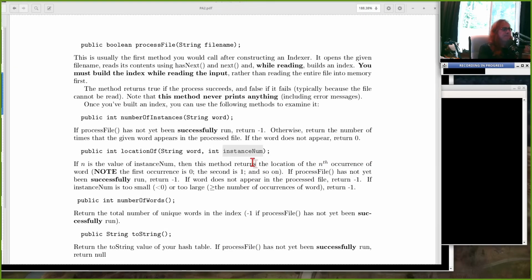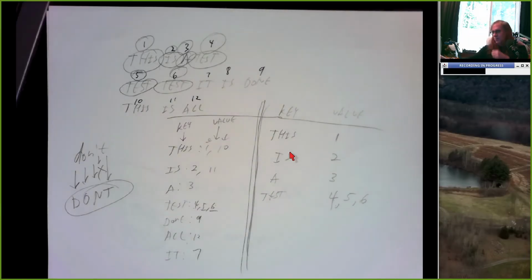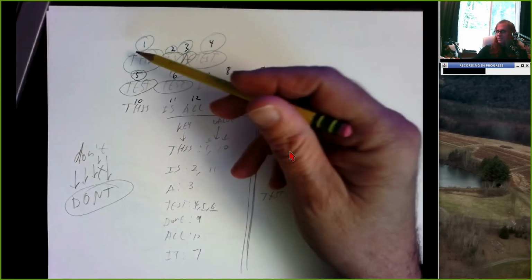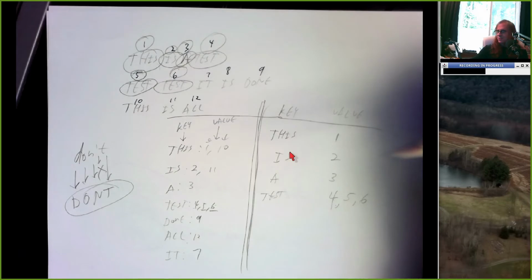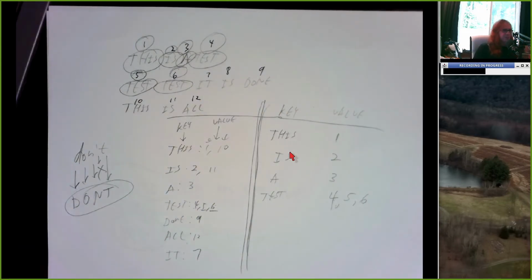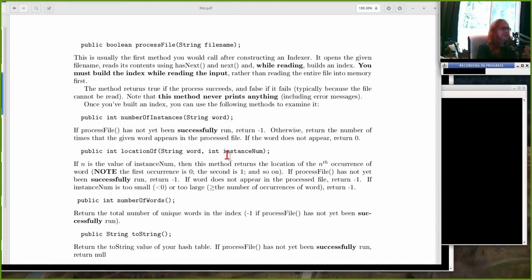I mean, when you're loading up the index, you started from 1 there on your diagram. So there's two counts here. The location of the word starts from 1. So this is location 1, 2, 3, 4, 5, 6, and so on. But this location-of method, which asks me where the nth occurrence is, this instance number is indexed from 0. So the first occurrence is indexed 0, the second is 1, and so on.